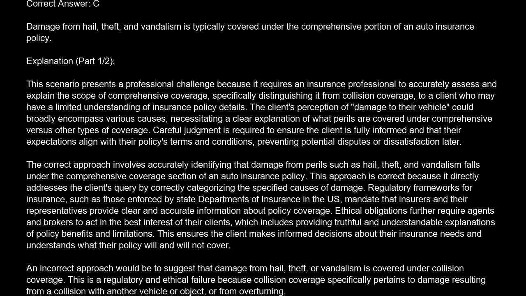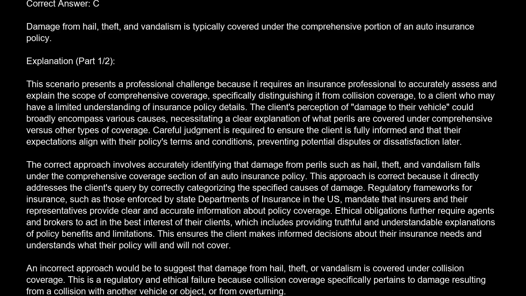The correct approach involves accurately identifying that damage from perils such as hail, theft, and vandalism falls under the comprehensive coverage section of an auto insurance policy. This approach is correct because it directly addresses the client's query by correctly categorizing the specified causes of damage.